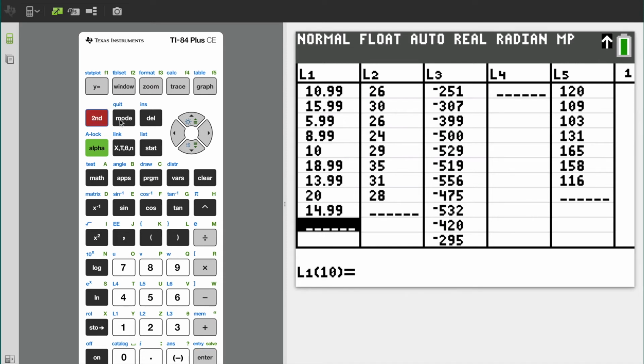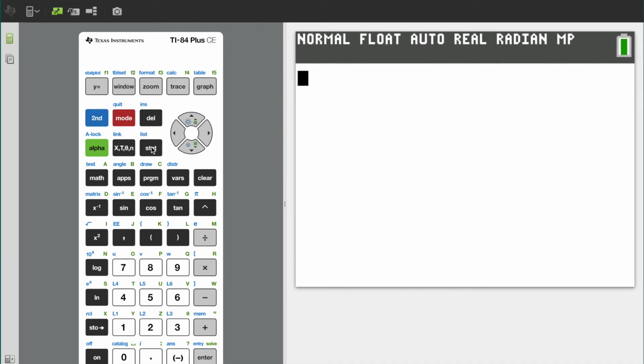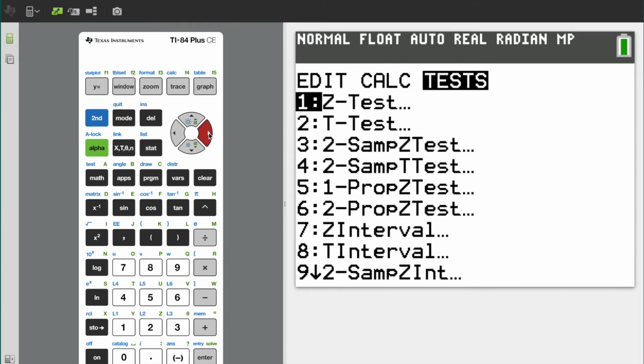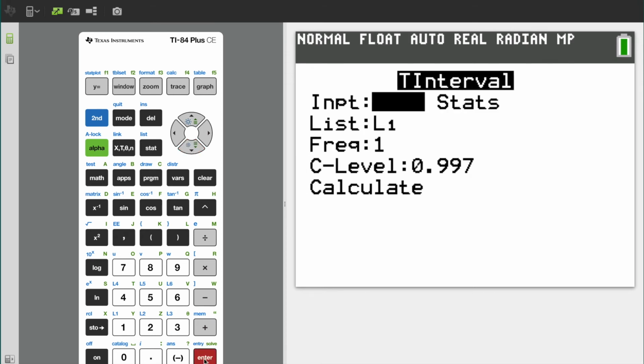Always hit second quit. And now I'm going to go to stat and back over to test. Now we need to go to the Z interval. Oh, I'm sorry, I said that wrong. The T interval. So again, we have a T test up here at number 2. That's not what we need. We need to go down to number 8, T interval, and hit enter.